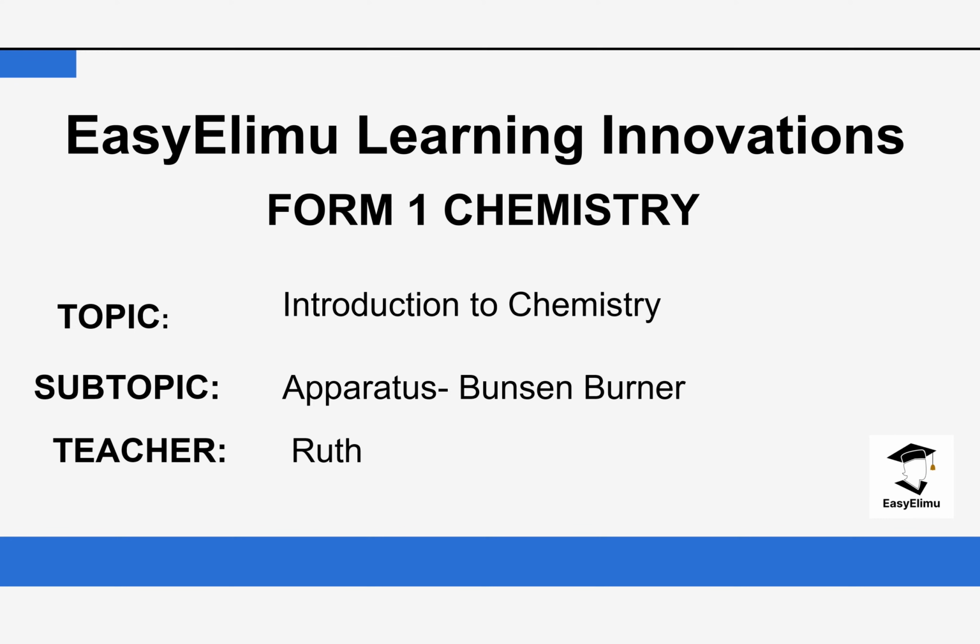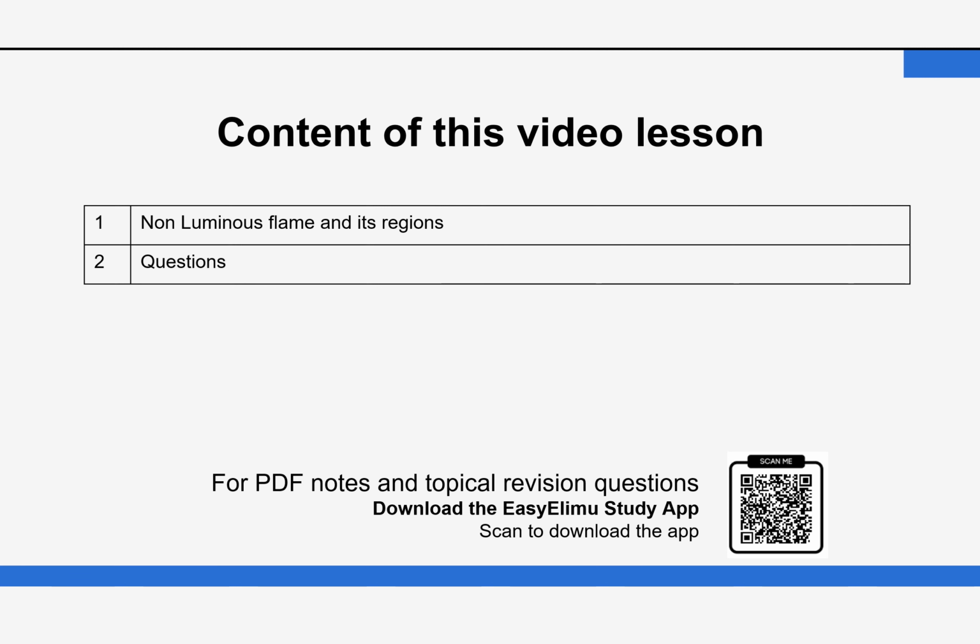In our previous lesson, we looked at the luminous flame and also discussed different regions and even how the luminous flame is produced. And we looked also at the advantages and disadvantages of the luminous flame. So you can go back and check out the video so that you can learn a bit more on the luminous flame. For today, we are going to be learning about the non-luminous flame, and we're also going to learn about its regions and even how it is produced. And then we are going to look at one question in regards to what we are going to discuss.